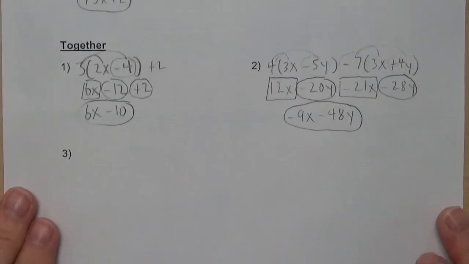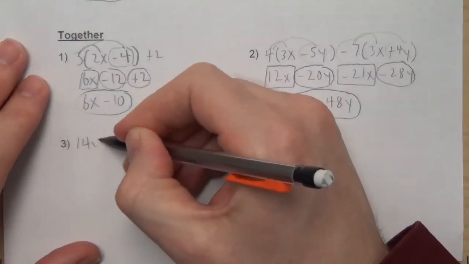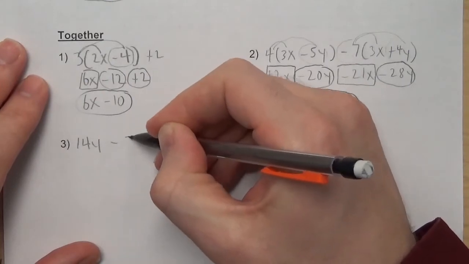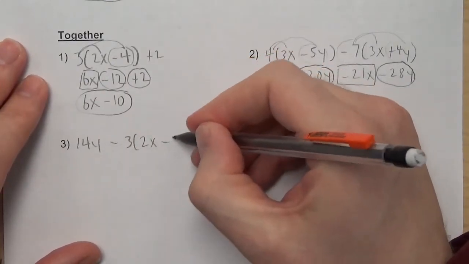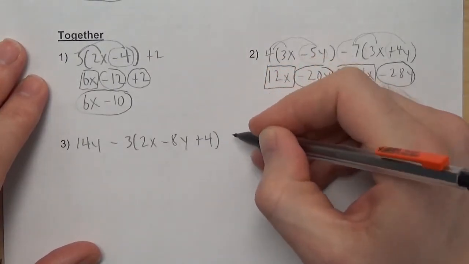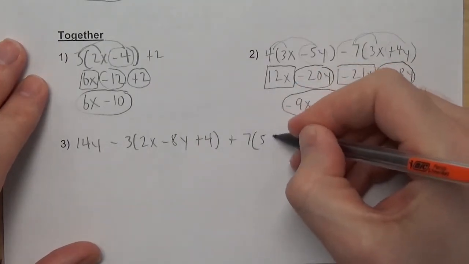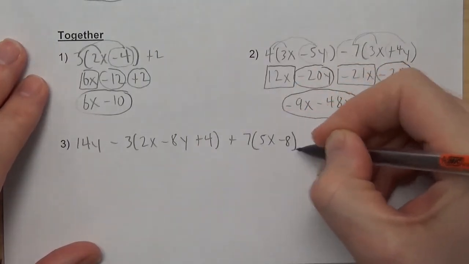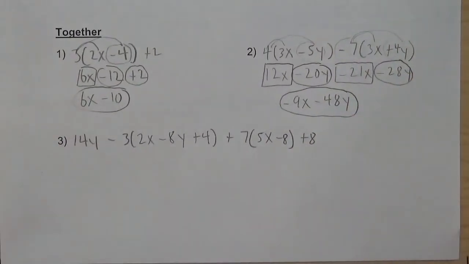All right, last one here. This one's kind of a whopper. We got 14y minus 3, and then in parentheses, 2x minus 8y plus 4, and then plus 7, and then in parentheses, 5x minus 8 plus 8. Just take a minute and make sure you've got all that copied down correctly. We've got quite a bit there to work with.